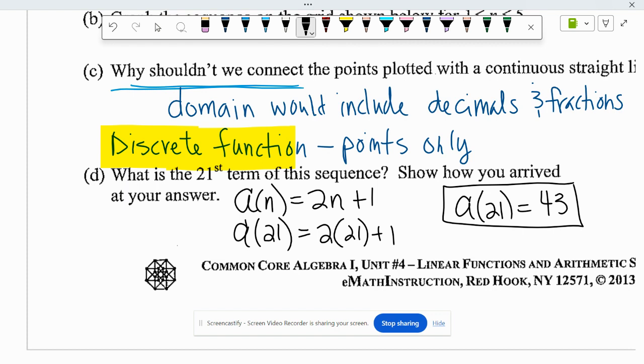You guys see how this is very much like function notation? Instead of f of x, we have a sub n, and you're just replacing the n instead of replacing the x. Do you guys see that? Yes or no? Okay, good deal. Let's go to the next page.